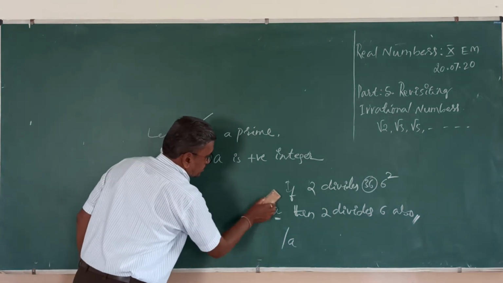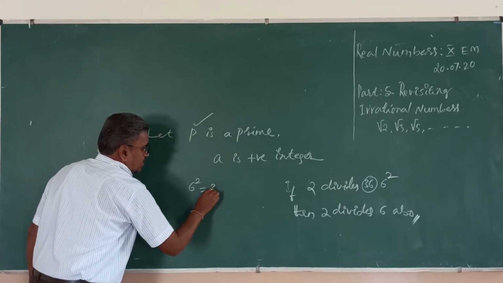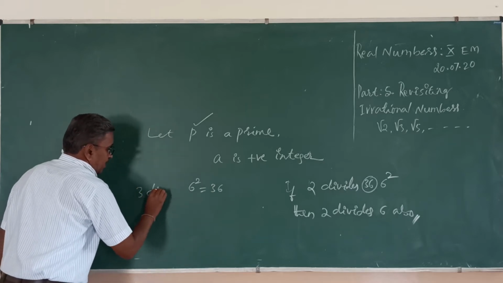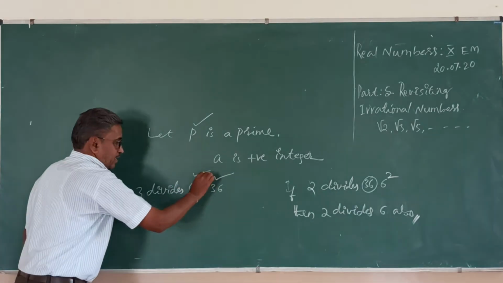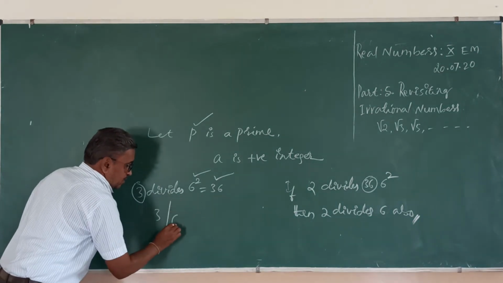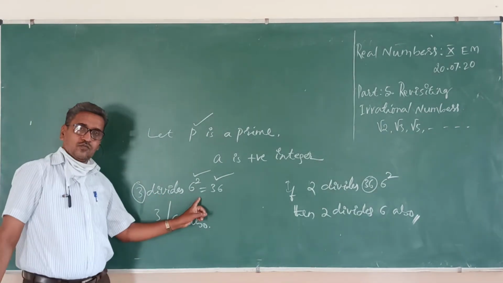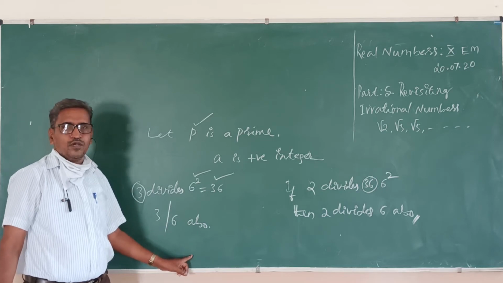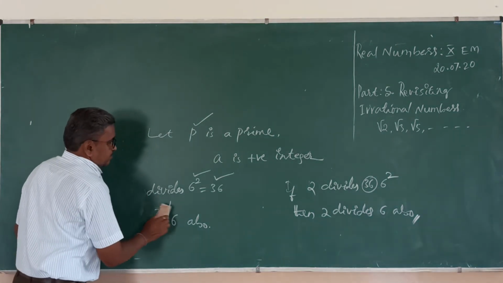Another example. 6 square is 36, and 3 divides 36, which means 6 square. 3 is a prime number, and 3 divides 6 also. If 3 divides a square, then 3 divides a also. Very important point. You can take many examples.